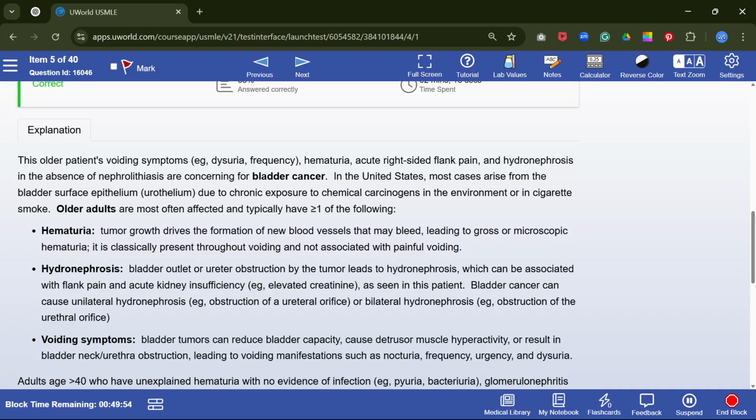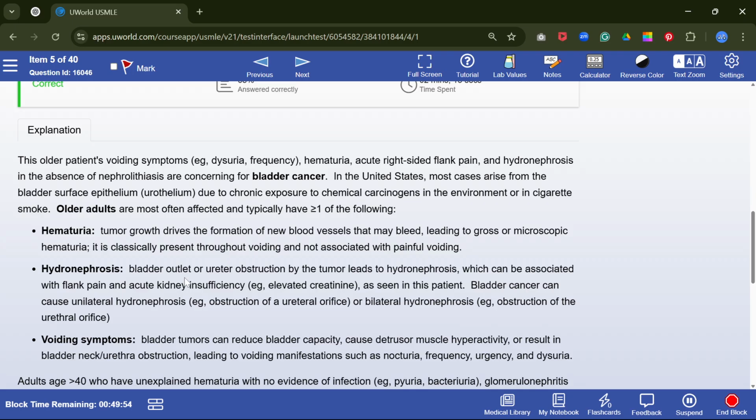Hematuria: tumor growth factor drives the formation of new blood vessels that may bleed, leading to gross or microscopic hematuria. It is classically present throughout the voiding and not associated with painful voiding.